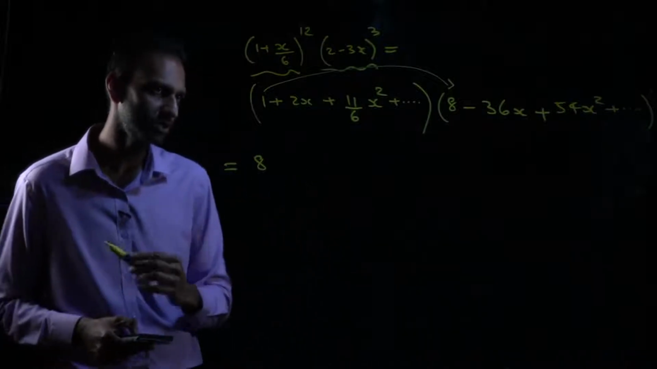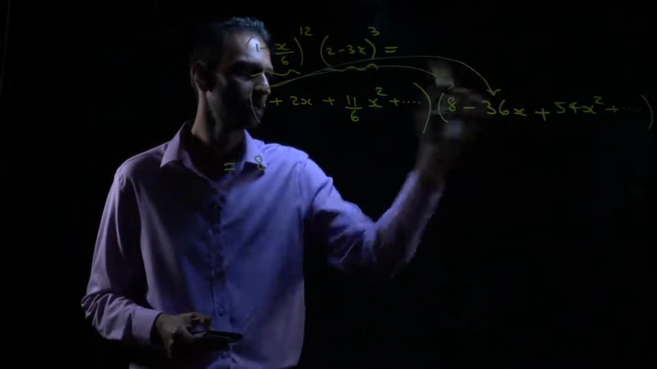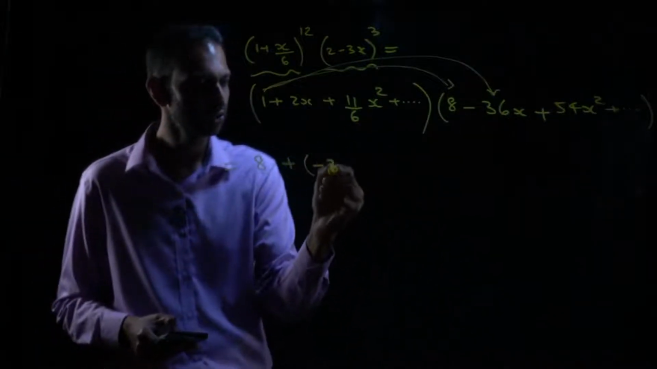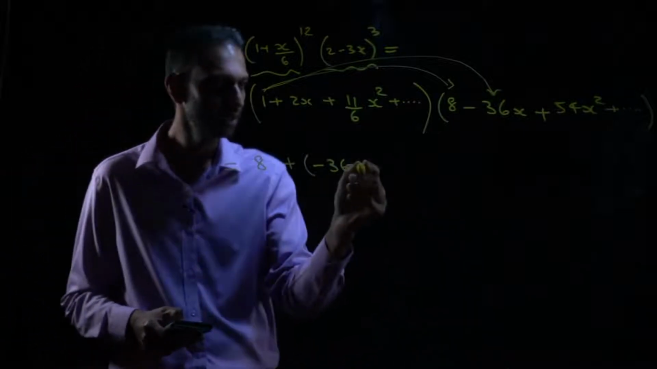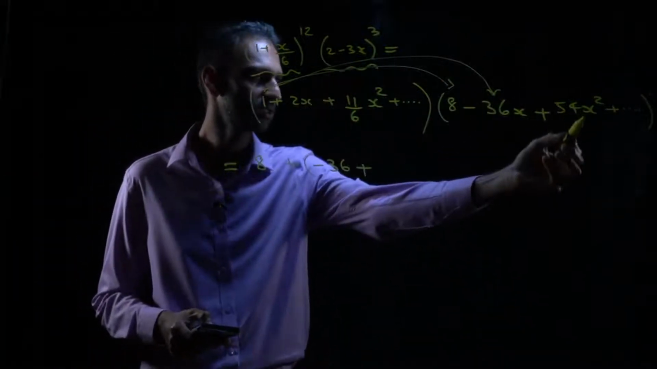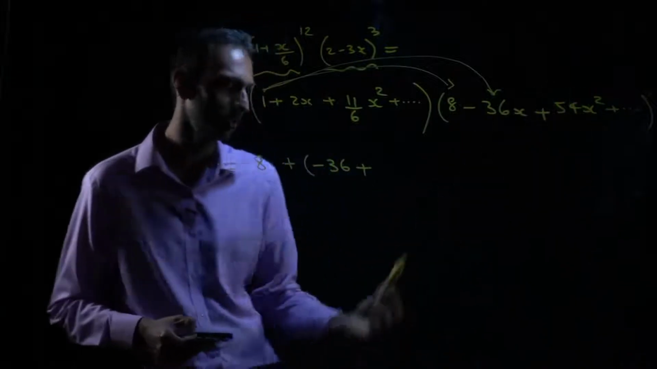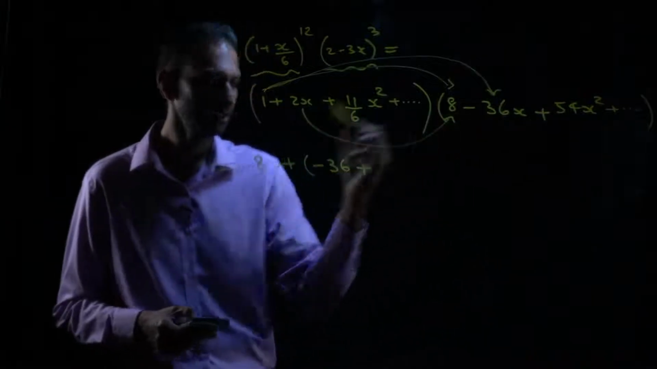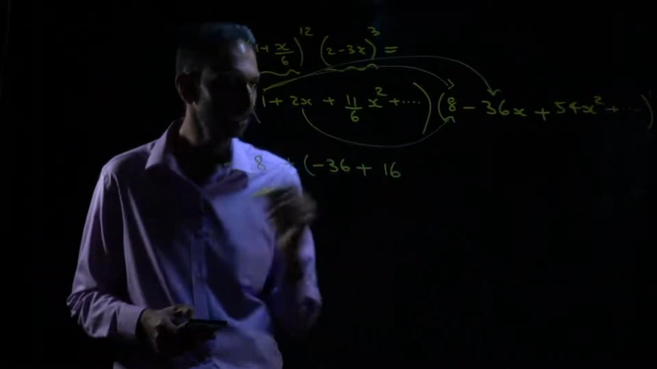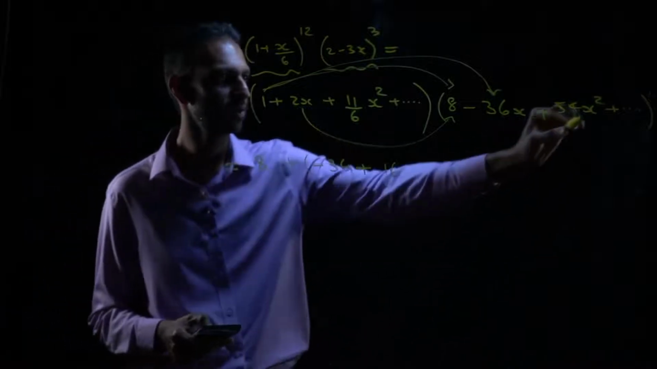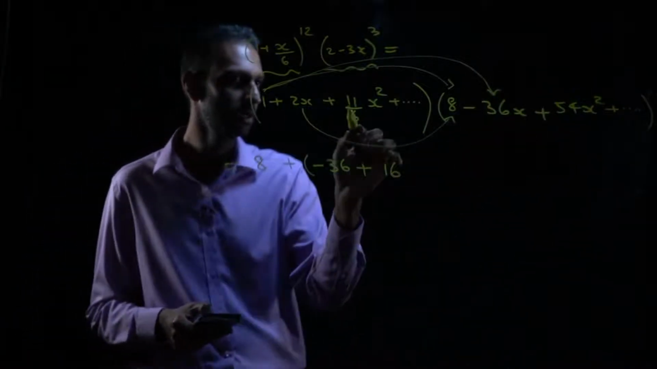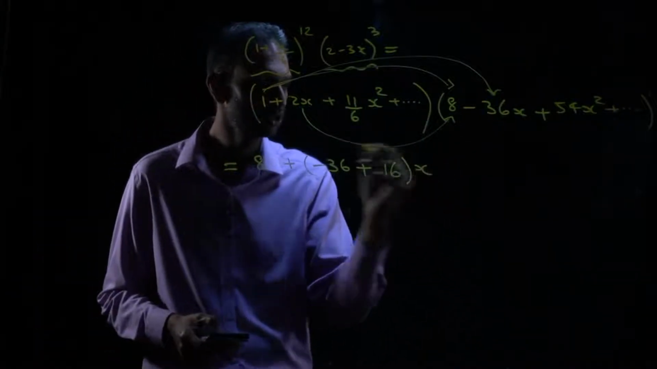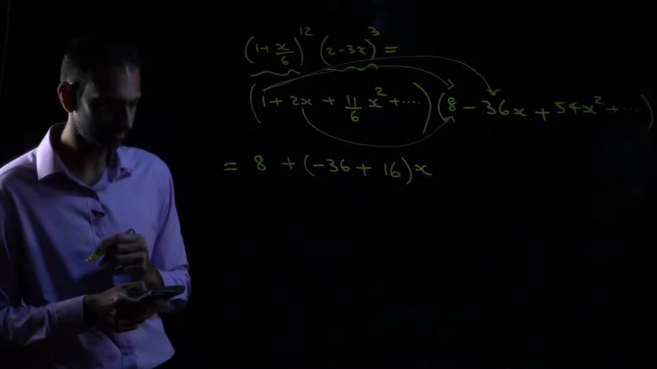We need to look for coefficients of x. 1 times minus 36, so I'm going to put in brackets. So minus 36x, so that's minus 36. Plus, do we have more x for the 1? No, because 1 times 54x squared is just x squared. But we have 2x times 8, which is 16x. So 16. If I continue with the 2x, I will get a cube. So we stop here. We try 11 over 6 x squared times 8. This is again x squared. So that's the only term for x.